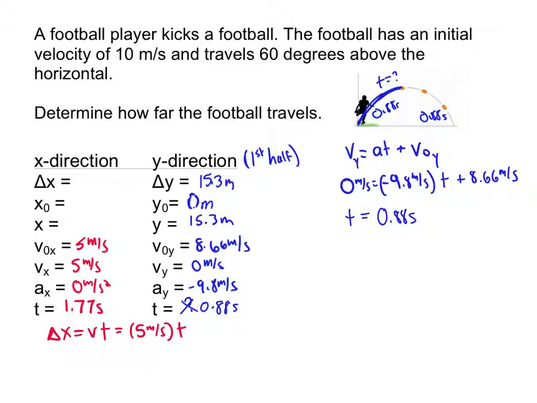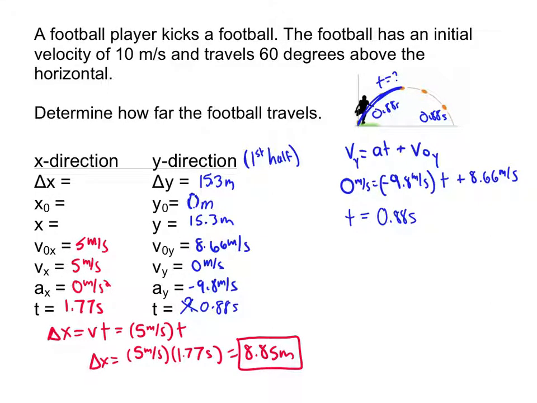So now we're able to continue, and I have my delta x, or my displacement or range, is 5 meters per second times 1.77 seconds. And this gives us 8.85 meters for my range, or my horizontal displacement.